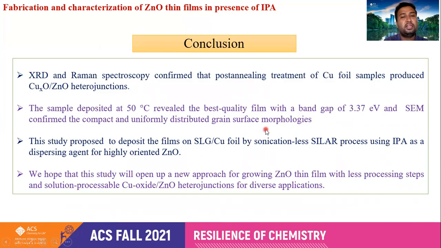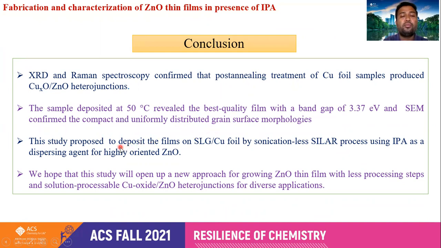And finally, the conclusion. XRD and Raman spectroscopy confirmed that post-annealing treatment of copper foil samples produced copper oxide-zinc oxide heterojunctions, and the sample deposited at 50 degrees Celsius revealed the best quality film with a band gap of 3.37 electron volt, and SEM confirmed compact and uniformly distributed grain surface morphologies.